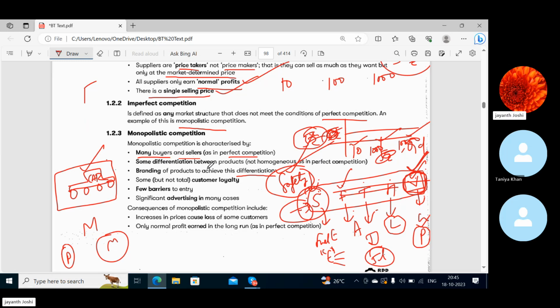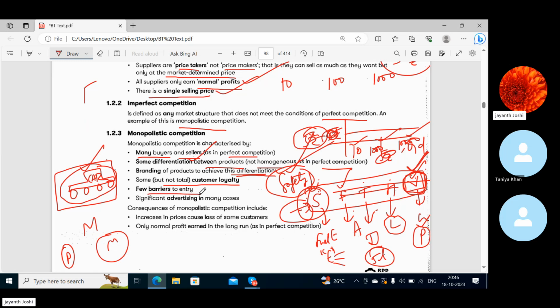Some differentiation between products, not homogeneous as in perfect competition. The differentiation makes it non-homogeneous. Why? Because the product is not the same. The product is similar but not exactly identical. Different features are present. Branding is used to differentiate them, branding of products to achieve this differentiation. Some but not total customer loyalty.